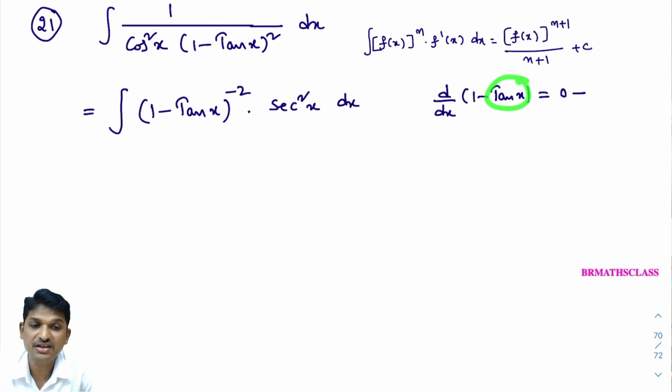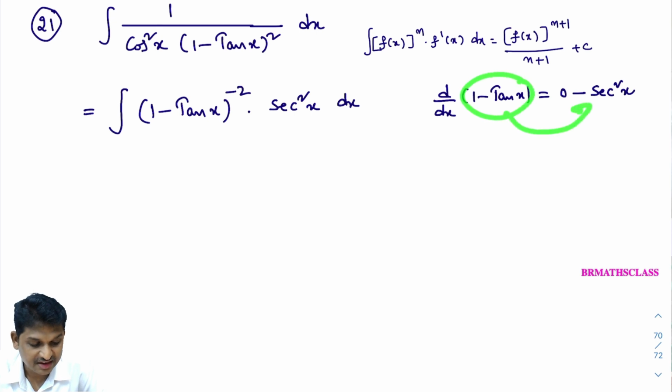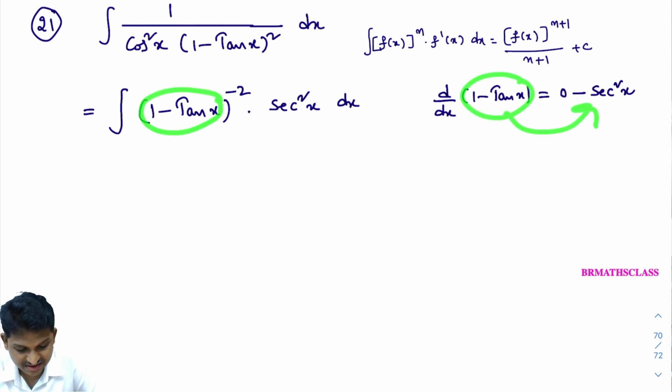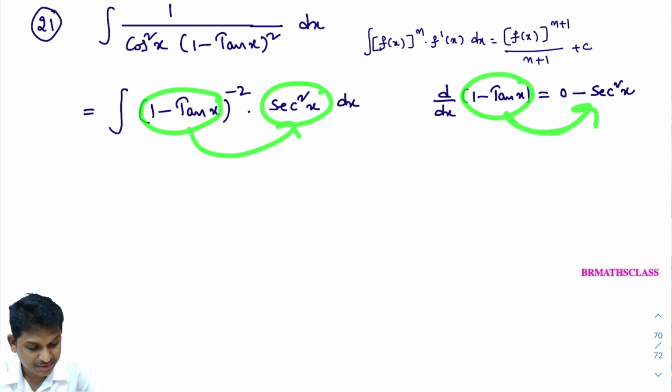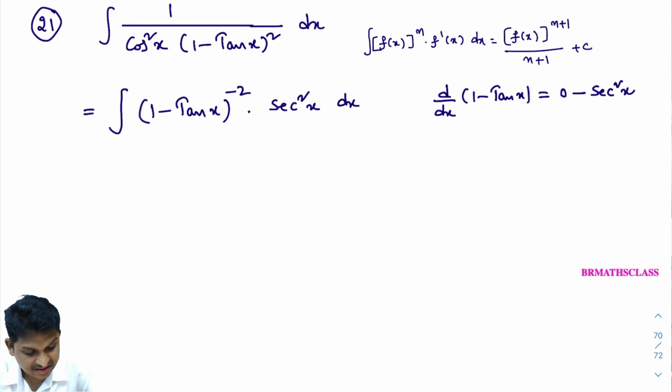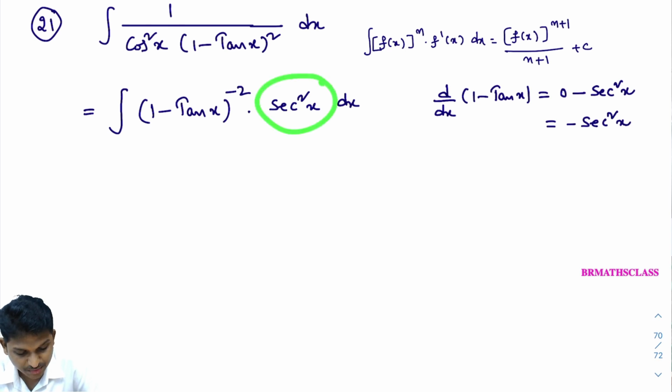In differentiation, we learn this formula. Derivative of tan x is secant square x. So, derivative of 1 minus tan x is what? Derivative of 1 minus tan x is minus secant square x. Here secant square x is there, but actually the derivative of 1 minus tan x is minus secant square x. I need minus here. Okay, I need minus secant square x.